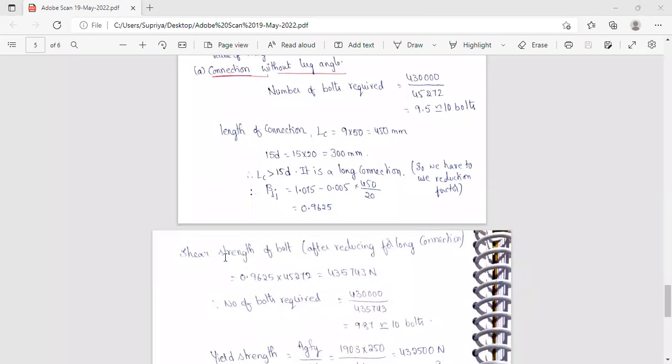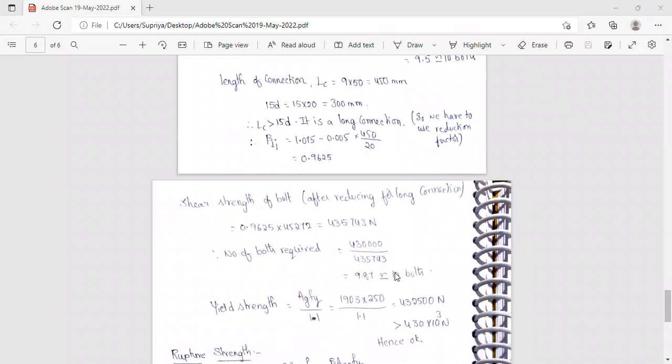Okay, so now this is the actual shear carrying capacity of the connection. So now what is the number of bolts required? So number of bolts is incoming load by shear carrying capacity. So even though the shear carrying capacity reduced, we have to provide 10 bolts only.